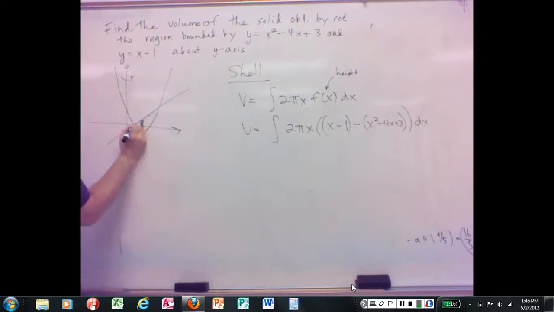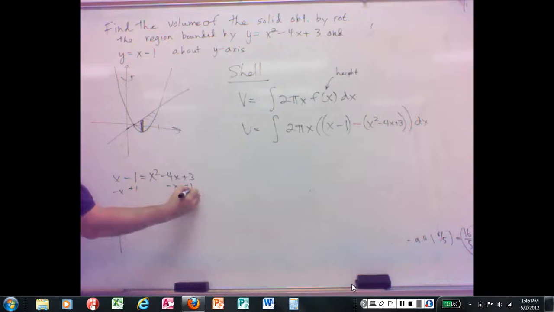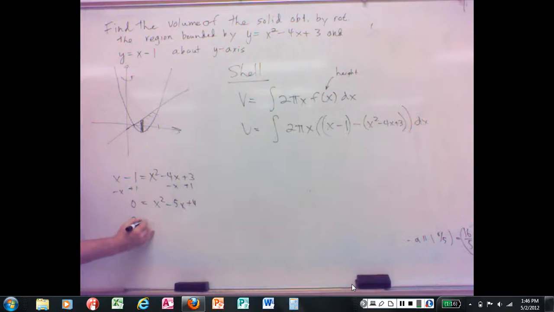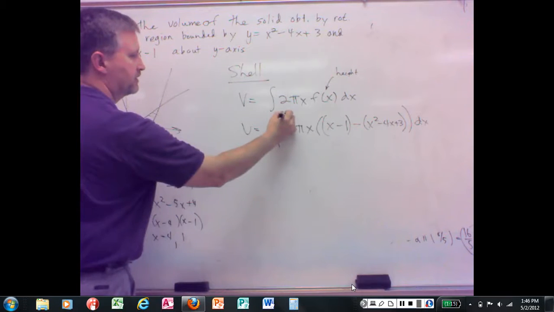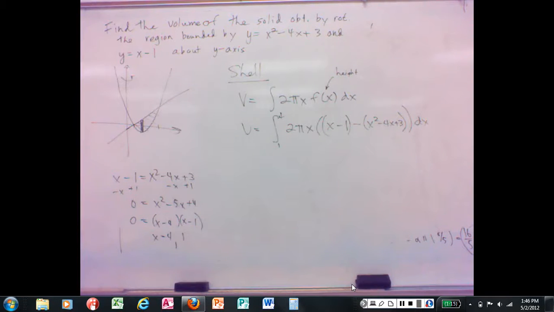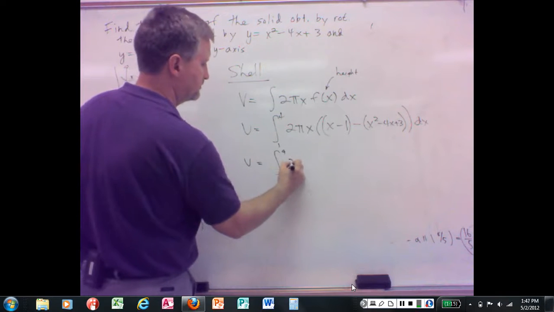Now I want to go from, of course, the intersection points, set them equal, subtract the x and add the 1. So that would be x squared minus 5x plus 4. So yeah, that is going to work out nicely, isn't it? 4 and 1. Yeah, 4 and 1. So I want to go from 1 to 4. Okay, so integral 1 to 4, 2 pi x.